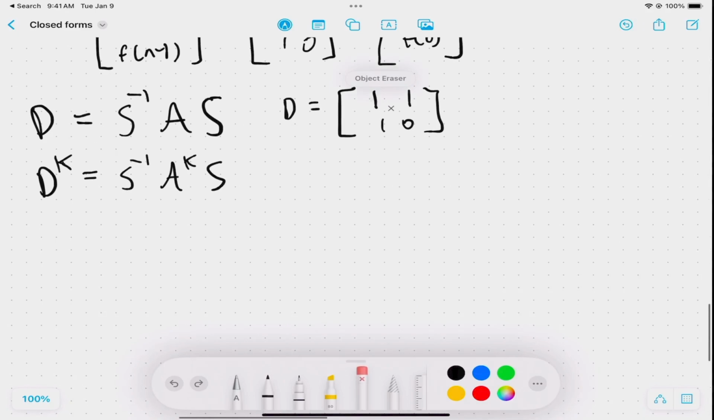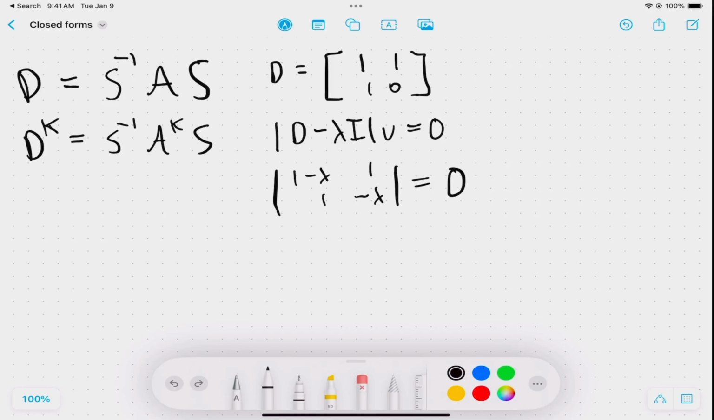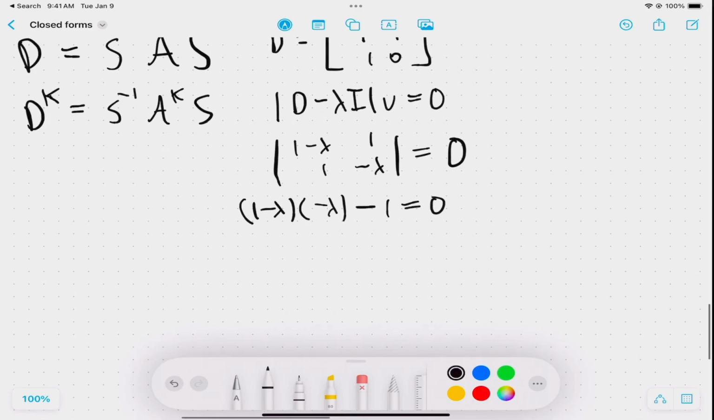So to find the eigenvalues, we take the determinant of the matrix with 1 minus lambda, 1, 1, and 0 minus lambda, which is negative lambda. We set that equal to 0. Then we take the determinant of a 2 by 2 matrix by finding the product of these two entries and subtracting the product of these two entries. So we take the product of these two and we subtract 1 times 1, which is 1. We set that equal to 0. And if we distribute the negative lambda, we get negative lambda plus lambda squared minus 1 equal to 0.